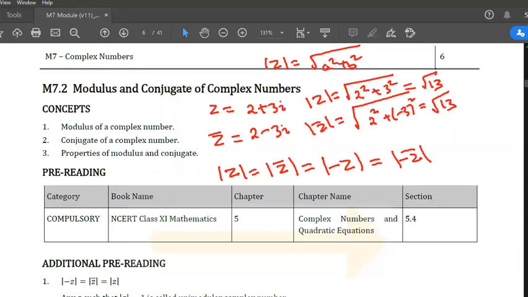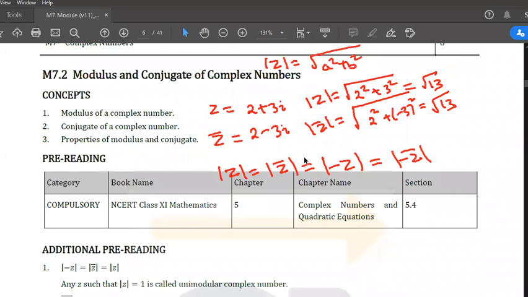If the distance, the absolute value of A and B, are the same, then the modulus will be the same. Okay? Got it everyone? Yes or no? This is your first property. Yes or no? Right? Write down this property. This is your first property. Write down this property.